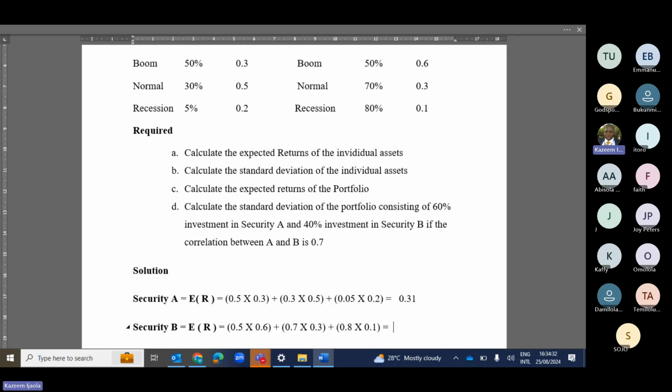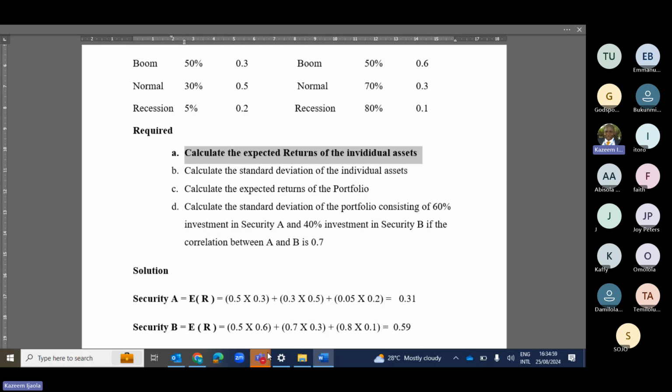So for the second one, 0.5 times 0.6 plus 0.7 times 0.3 plus 0.8 times 0.1, this one I got 0.59. So this is how they will be allocating marks to this thing one by one. So now we are done with this one.